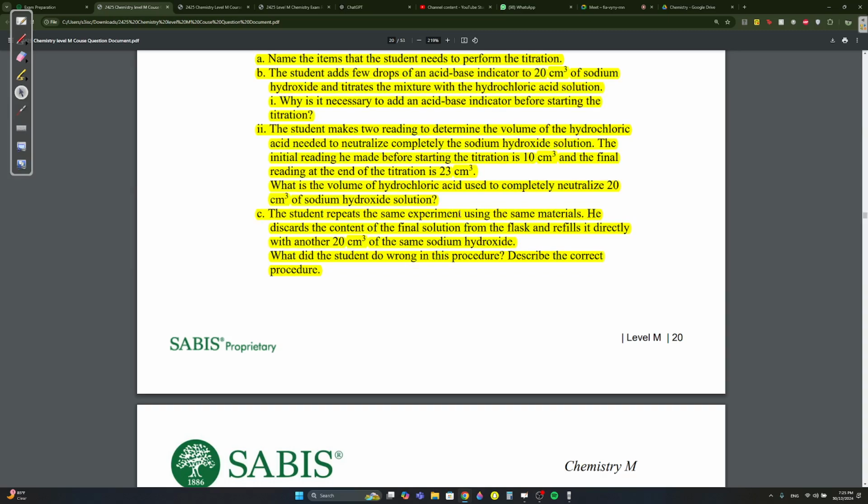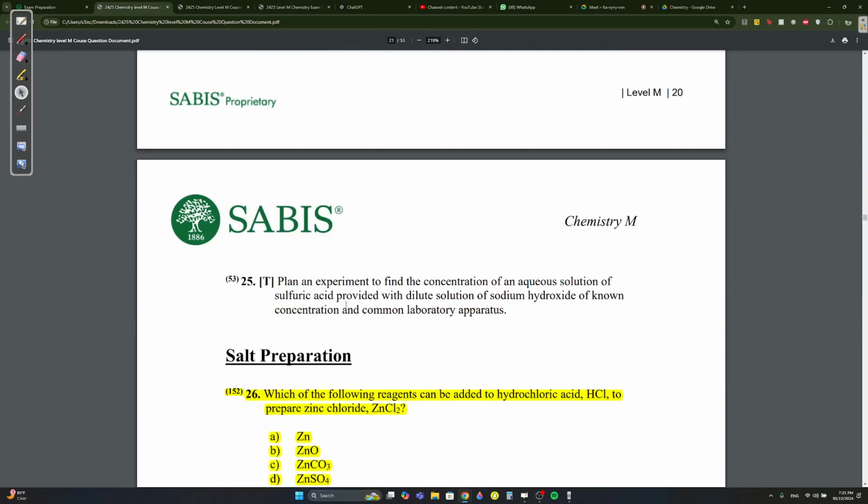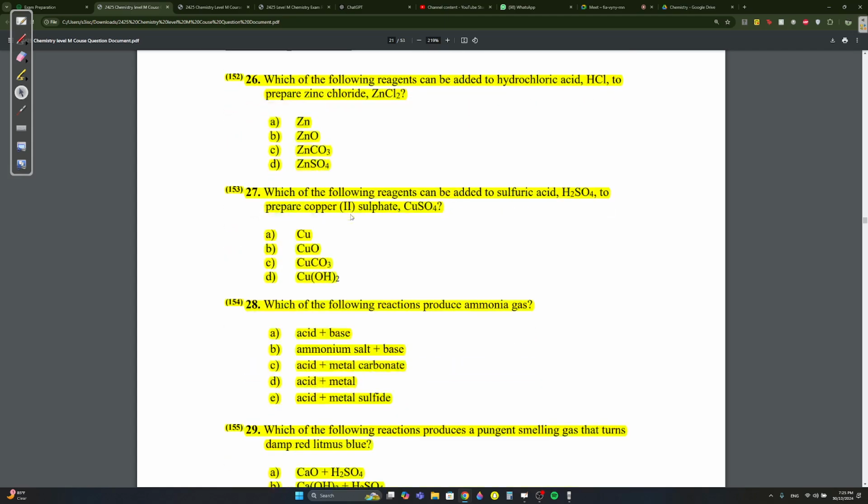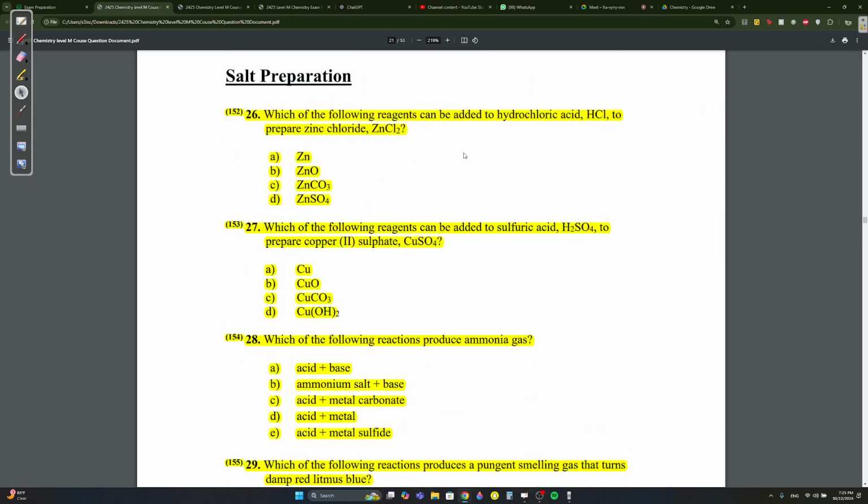You should know that you must clean and rinse your solutions to prevent contamination, because it will give you inaccurate results. He should have rinsed the flask with distilled water. Okay, which of the following reagents can be added to hydrochloric acid to prepare zinc chloride?